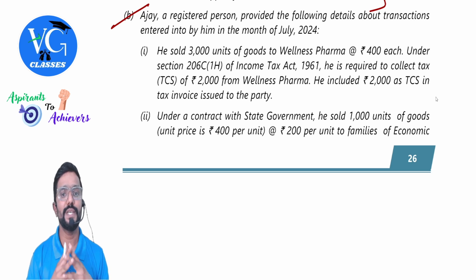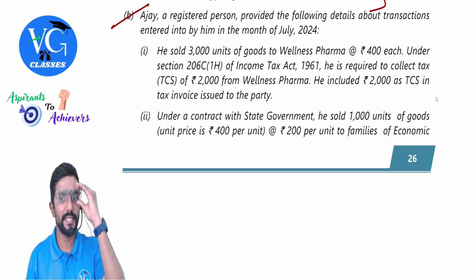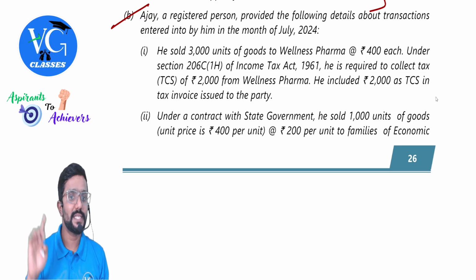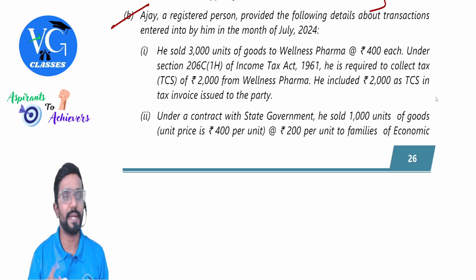He sold 3,000 units of goods to Wellness Pharma at 400 each under section 206C(1H) of the Income Tax Act 1961. He is required to collect tax, that is TCS, of 2,000 from Wellness Pharma. He included 2,000 as TCS in the tax invoice issued to the party. Guys, what is the value of supply? Will TCS be included? No.